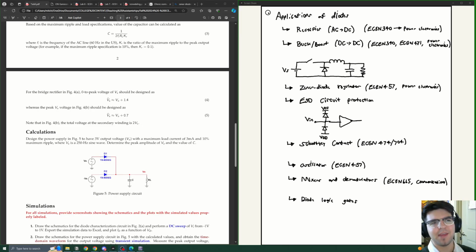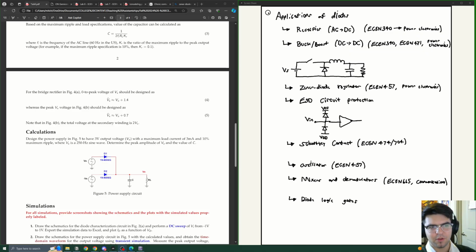So now let's talk about some of the applications of diodes, right? So we've talked about a lot of the different types. Now, when are these actually useful? So we talked about rectifiers, which are in this lab, and you learn more about those in ECEN 340 and the other power electronics courses. Those act as an AC to DC converter.